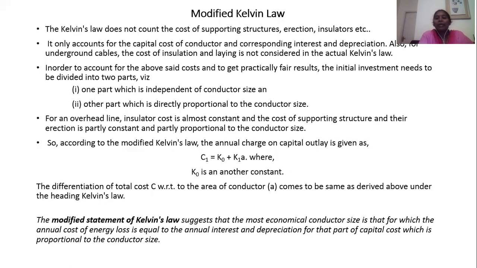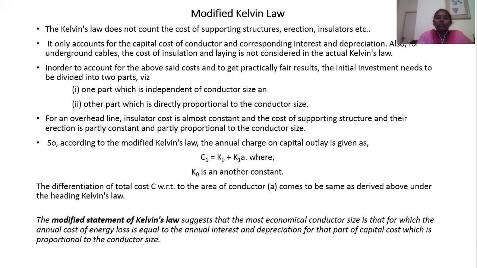So we are going to make a little modification to this Kelvin's law, which is called the modified Kelvin's law. In Kelvin's law, we do not account for the supporting structures involved in the transmission line, the erection of the transmission line, and the insulator cost. It only accounts for the capital cost of the conductor and the corresponding interest and depreciation. Also, for underground cables, the cost of insulation and laying is not considered in the actual Kelvin's law used previously.